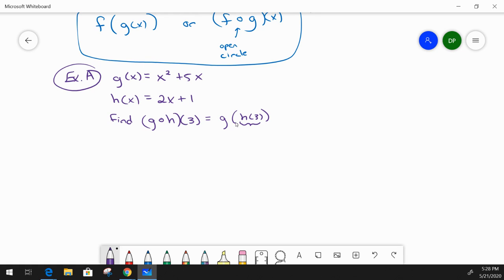So starting with h of 3, if we look at our h function and we substitute 3 into the h function, you're going to get 2 times 3 plus 1. Well, 2 times 3 is 6 plus 1 equals 7.